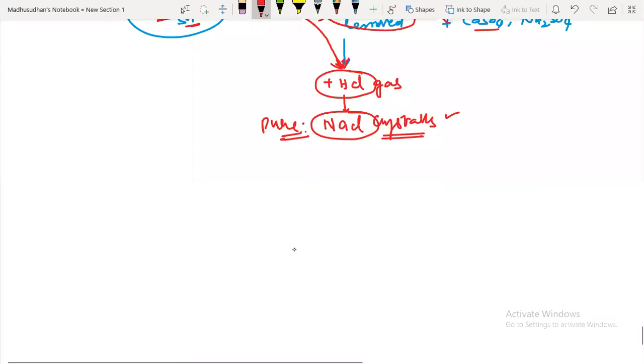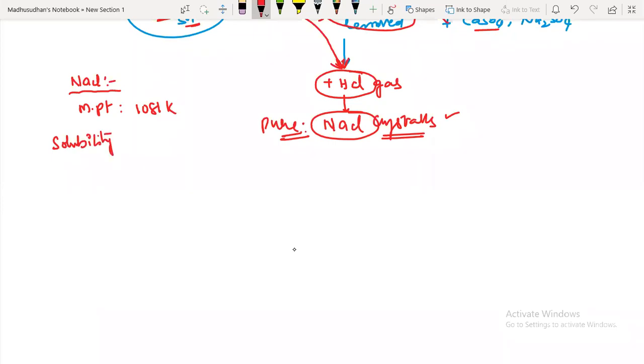So here, sodium chloride has some properties. Its melting point is 1081 kelvins. And it is highly soluble, right? It is also used as table salt. Solubility is how much? 36.0 grams in 100 grams of water. See, 36 grams you can dissolve in 100 grams of water. That much solubility it has.